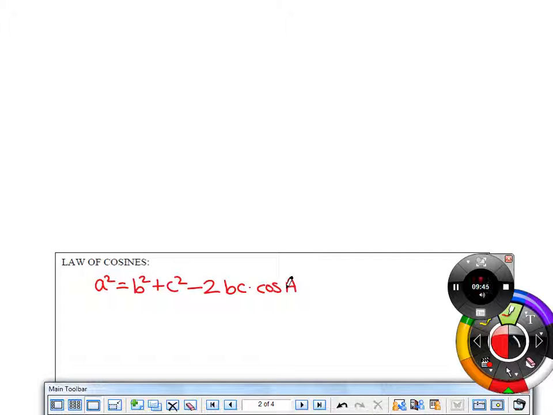But again, if I redo all the work I just did, but draw the altitude somewhere else in the triangle, I would come up with a different version of this formula, okay? So there's another version that says b squared equals. Can anybody guess, following the pattern of what's here, what this side looks like for the b squared formula? John?